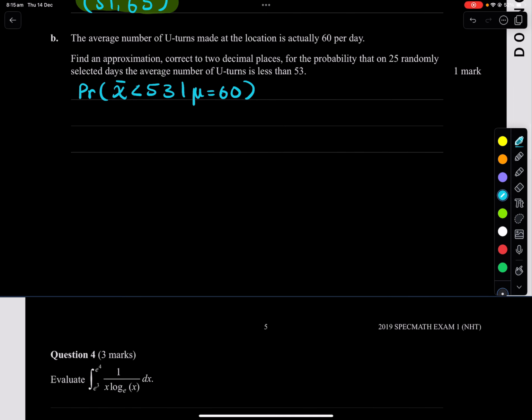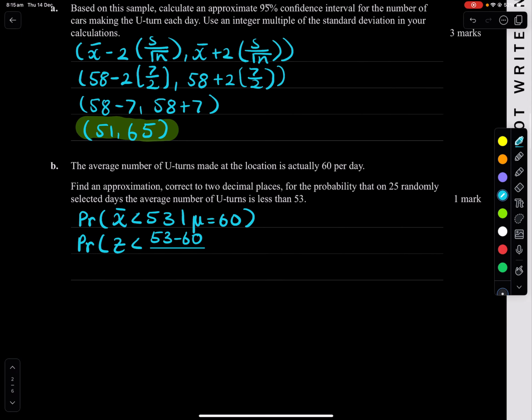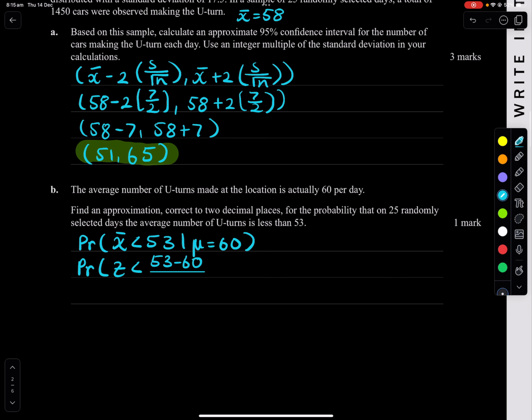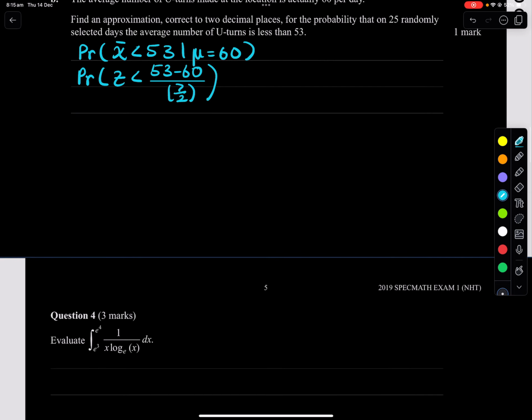Great. So we're going to change this to Z is less than 53 minus 60, all divided by your standard deviation, which is S over root N, which is still 7 over 2. That's good. And 53 minus 60 is going to be negative 7. Divided by 7 over 2, that's negative 2. Pretty much this whole expression is negative 2.